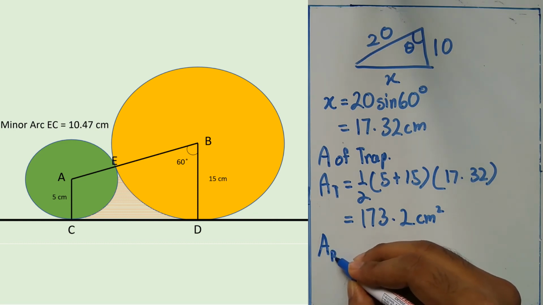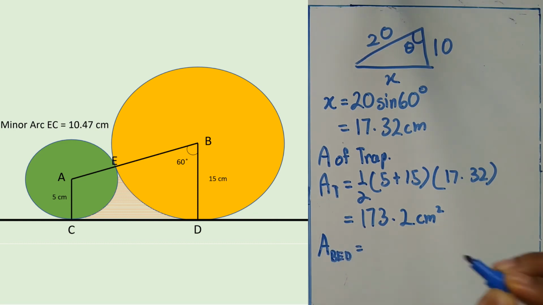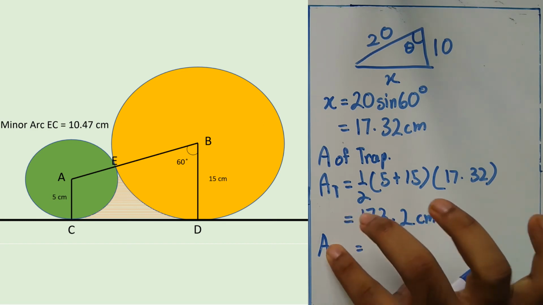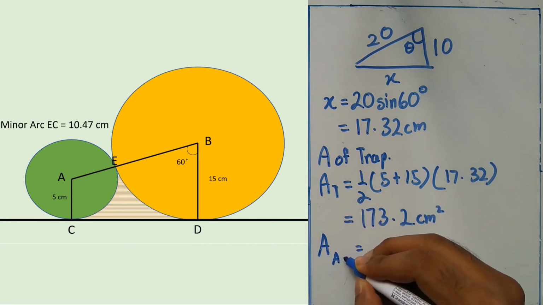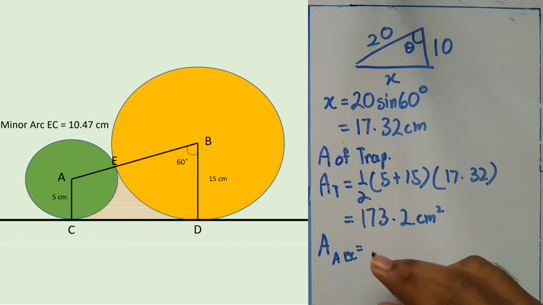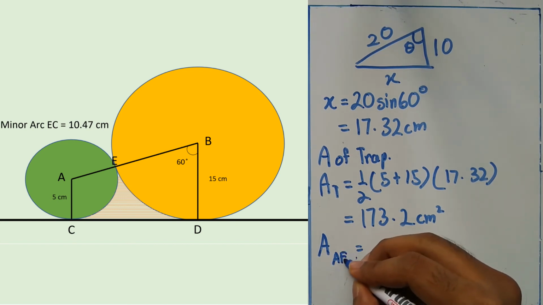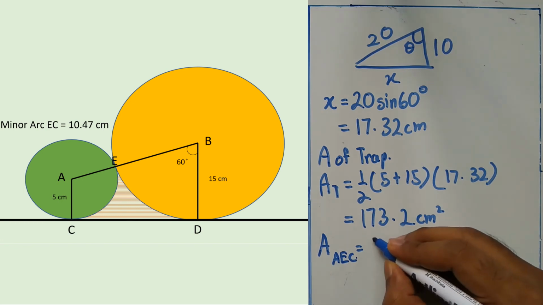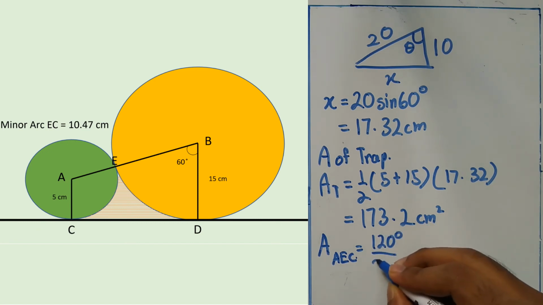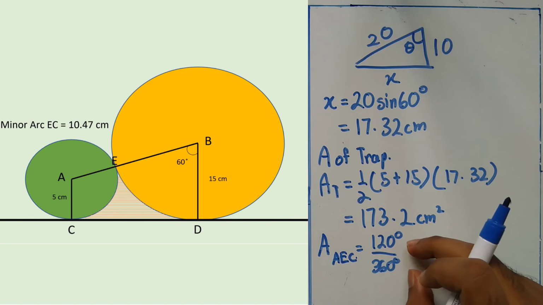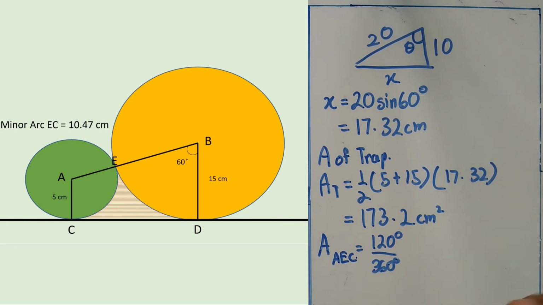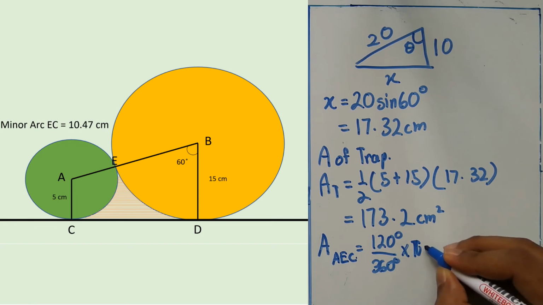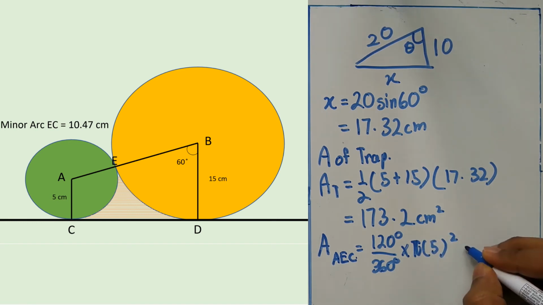The next is angle BED. Sorry, let's start with the small one, AEC. We have 120 degrees over 360 degrees for a circle, because a sector is a part of a circle, times the area of the circle, which is 26.18 centimeters squared.